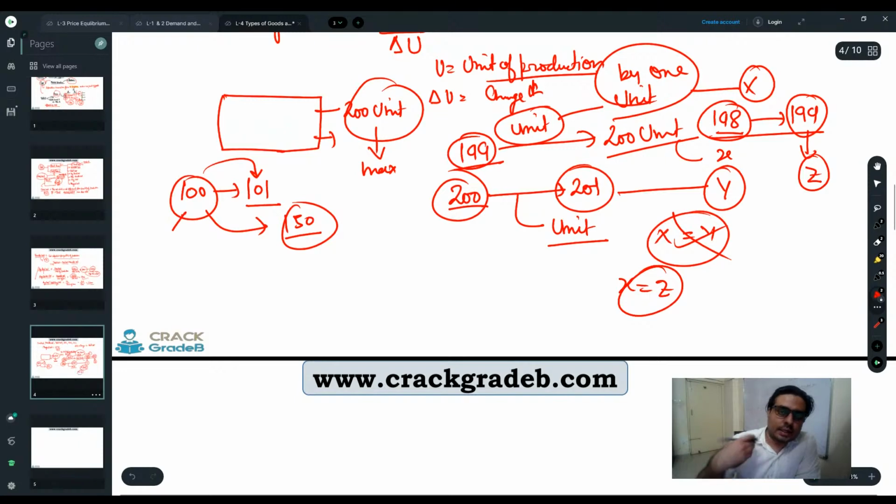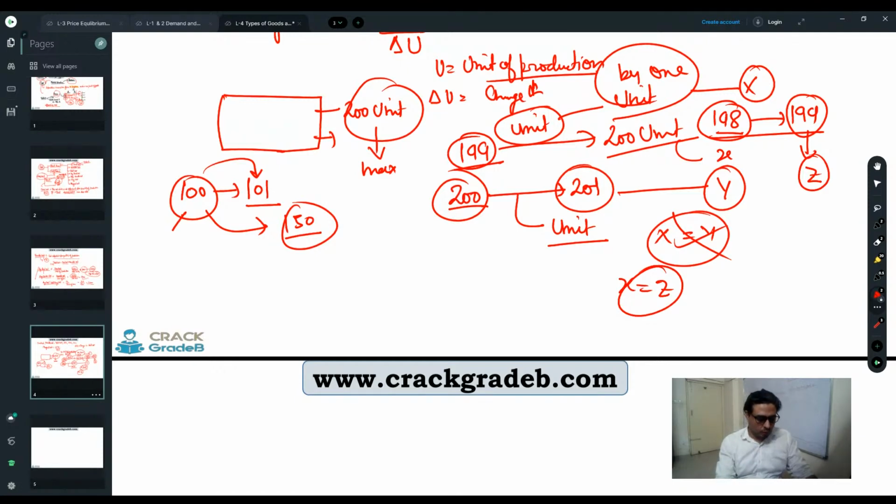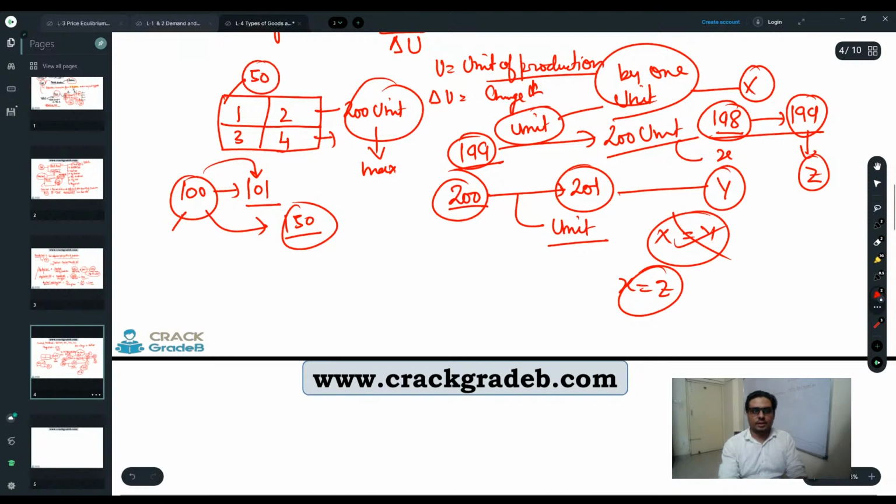But once you want to increase the production from 200 to 201, then in that case, you have to increase your entire production capacity. This unit is not going to be sufficient. Actually, this firm has 200 unit capacity and they have 4 units in total: unit number 1, unit number 2, unit number 3 and unit number 4. Every unit has the capacity of 50, and that's why their total capacity is 200 units.